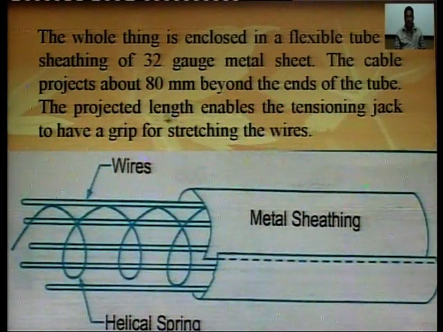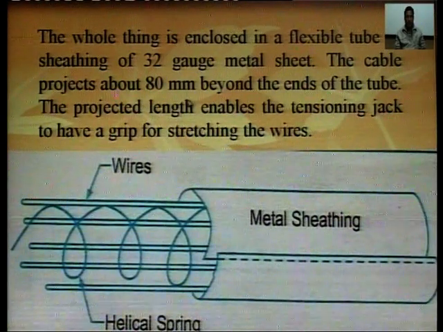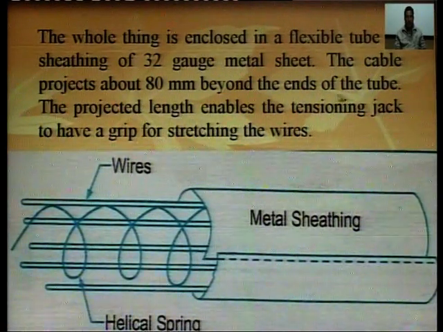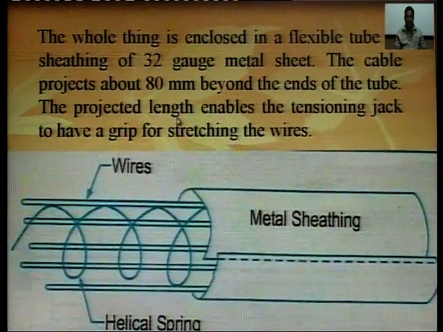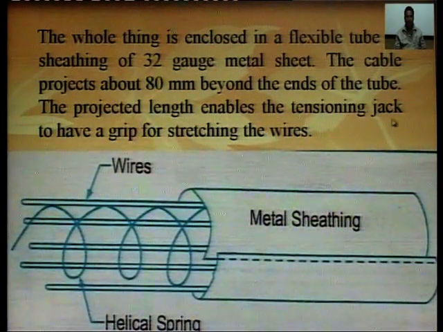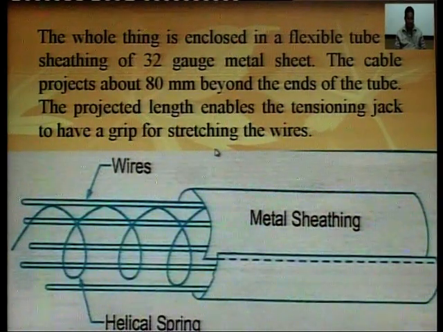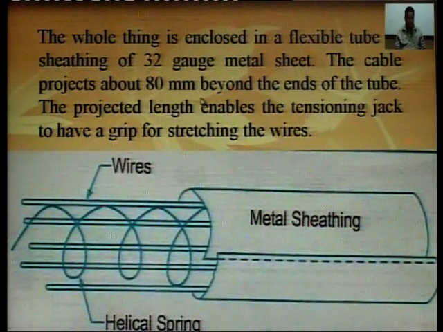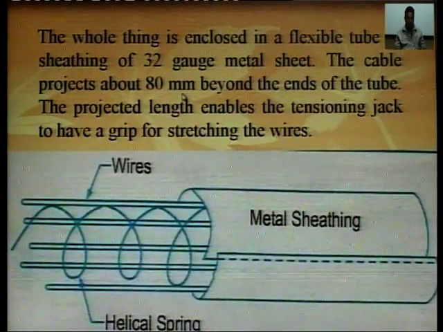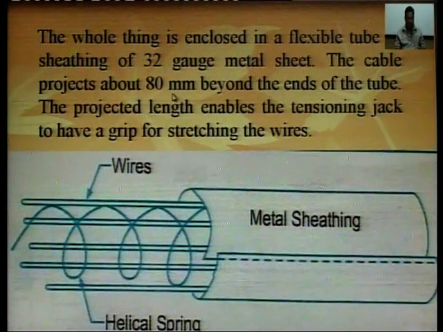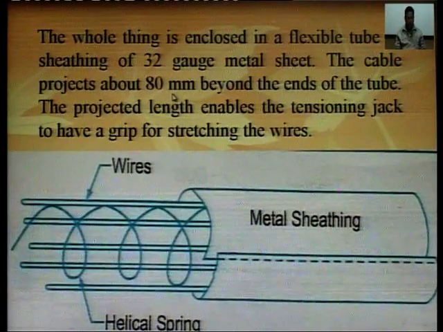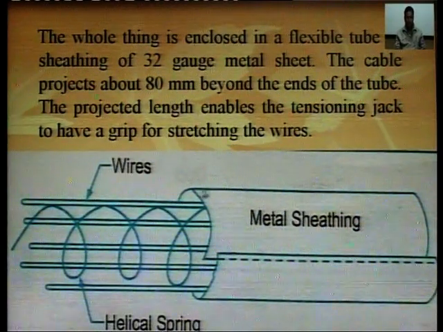The cable projects about 80 mm beyond the end of the tube. The projecting length enables the tensioning jack to have a grip for stretching the wires. The cable, which is about 80 mm beyond the end of the tube, is used for the jack grip.